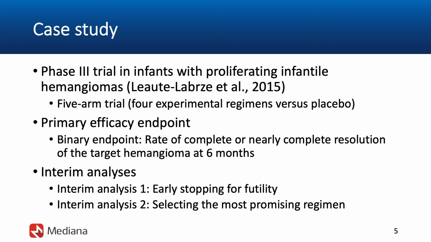And the primary efficacy assessment in the trial was performed by comparing the improvement rates for the 4 selected regimens versus placebo. The improvement rate was defined as the rate of complete or nearly complete resolution of the target hemangioma at 6 months. And as you can see, the length of the treatment period was quite long in the study, which will lead to some potential operational challenges for this adaptive design. We will talk about this in a few minutes.